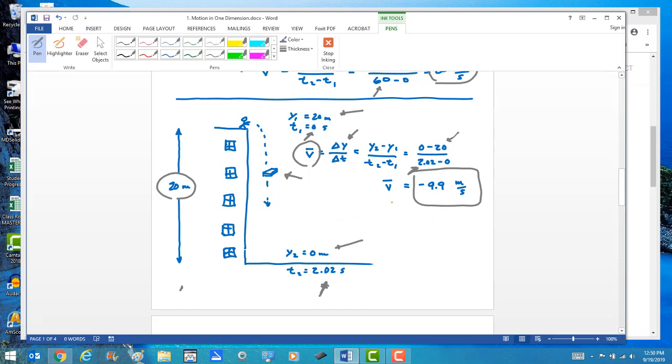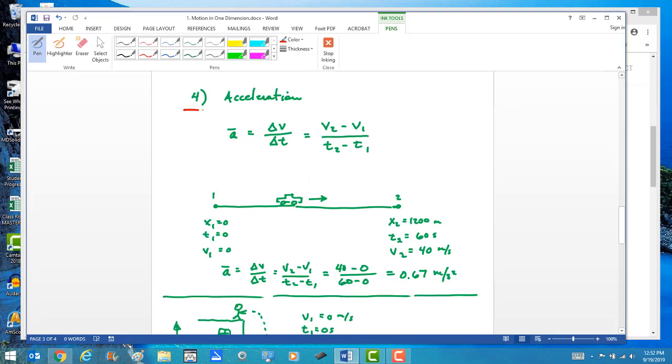So again, it's important to realize that this is the average velocity. Obviously, it's starting out at 0 velocity, and just before it hits the ground, it's traveling very fast. But the average velocity is minus 9.9. Okay, what about acceleration? Acceleration is defined as a change in velocity over time, like this.